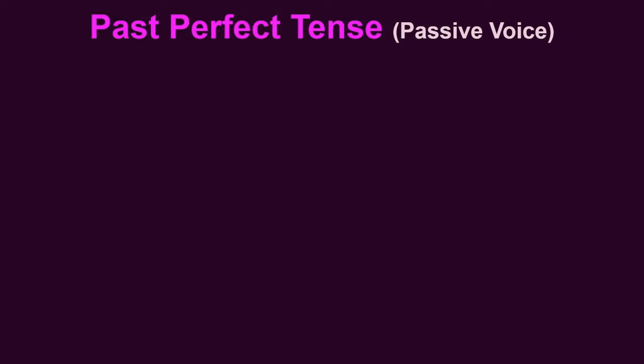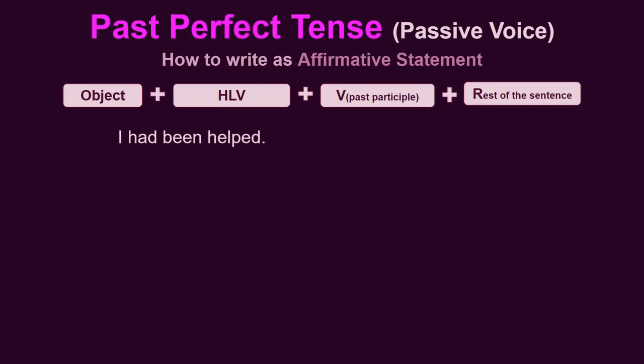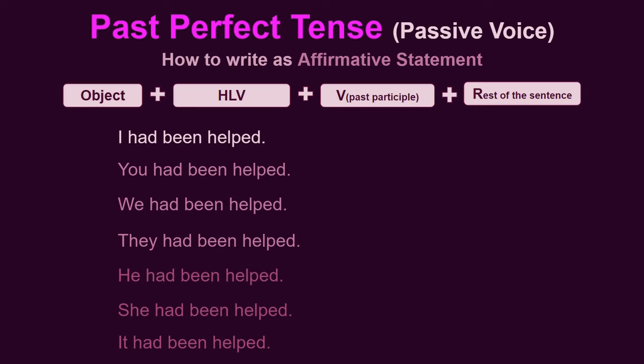Past perfect tense, passive voice. How to write as affirmative statement. Object, helping verb, verb in past participle, rest of the sentence. I had been helped. You had been helped. We had been helped. They had been helped. He had been helped. She had been helped. It had been helped.